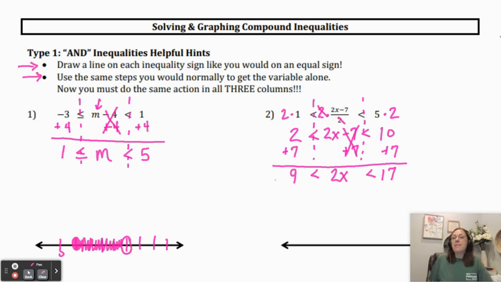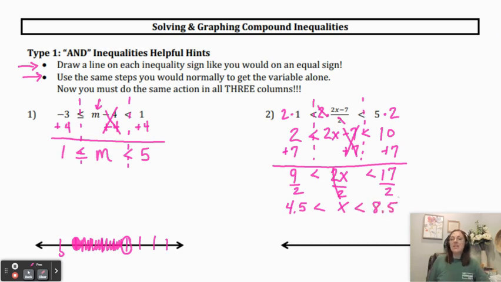Okay, last step, I've got to get rid of that multiply by 2. So I'm going to divide by 2. No, these are not going to come out to be nice numbers. That's okay. We'll do decimals. 4.5 is less than, now multiply by 2, divide by 2, cancel, giving me x less than 8.5.